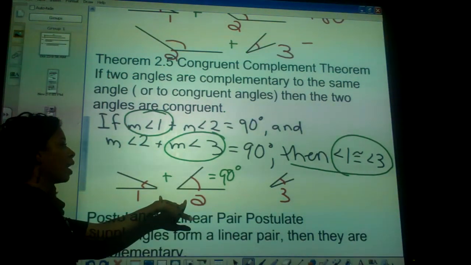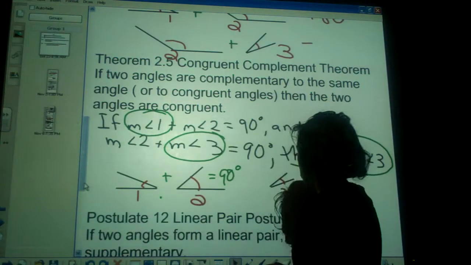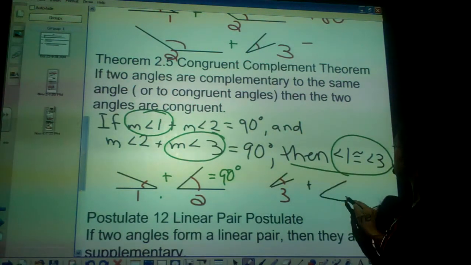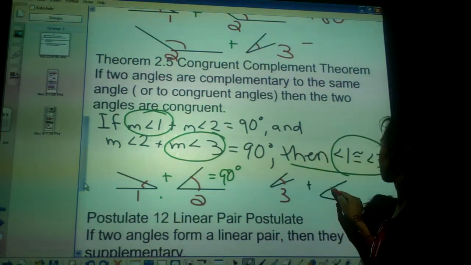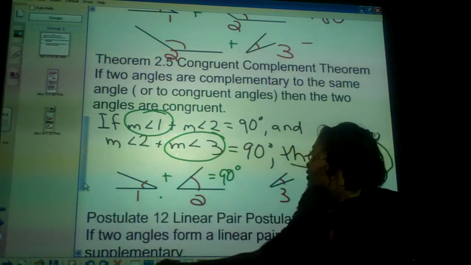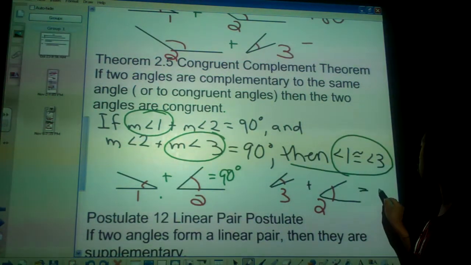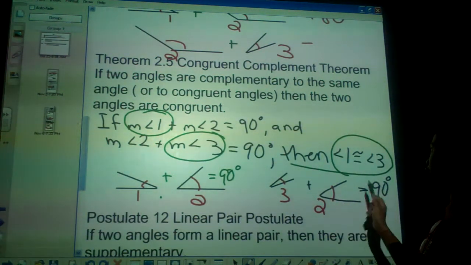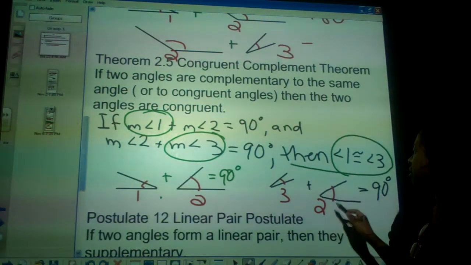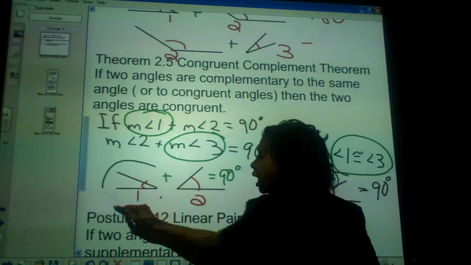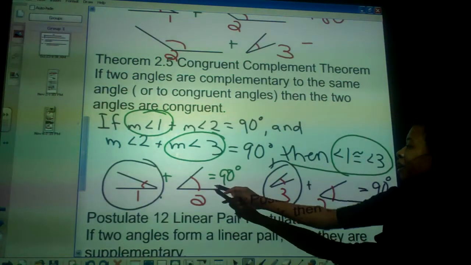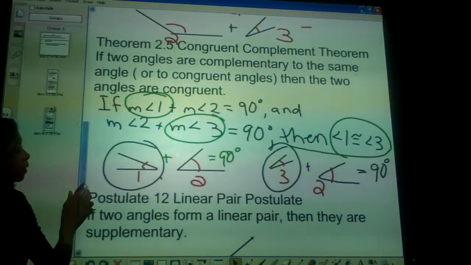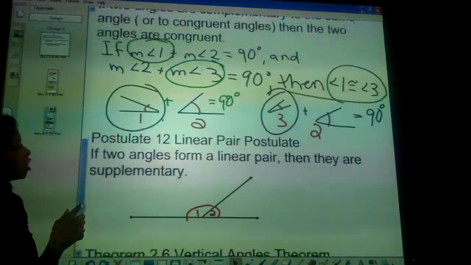These two together. And then if I take the measure of angle 2 plus the measure of angle 3, that is also equal to 90 degrees. These two values, the measure of angle 2, don't change. That means angle 3 and angle 1 are the same value because the measure of angle 2 will not change. Okay? Next, postulate. Postulate 12.